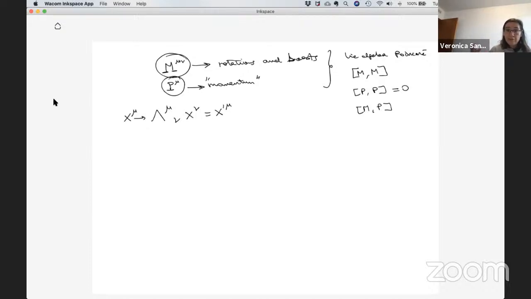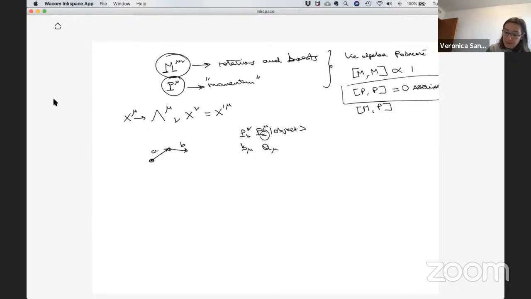The subgroup of the Lie algebra of Poincaré that corresponds to translations is actually an abelian subgroup. It commutes with itself. Why is it abelian? Because if I translate by a value a mu, and then another value b mu, it is the same as if I do it the other way around. This is kind of obvious. I take a point and change it by a, and then by b, which is the same as doing the opposite order. So this abelian part is kind of obvious. M with M leads back to another M. But when I commute M with P, I actually get back P.